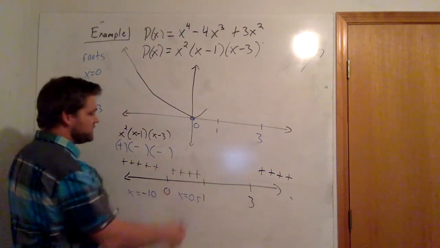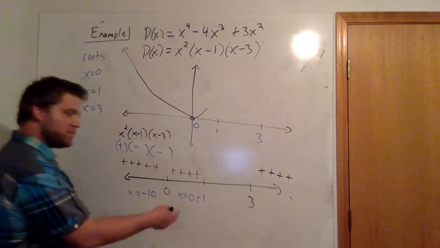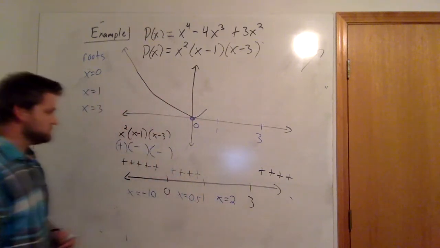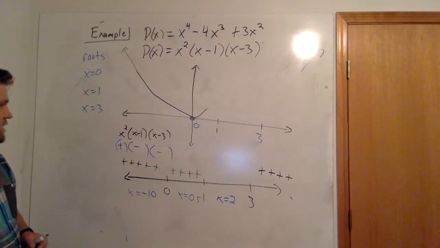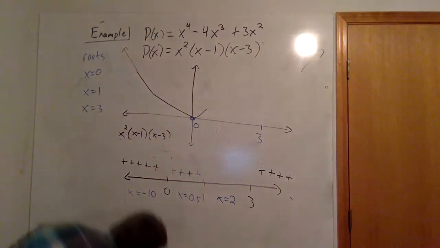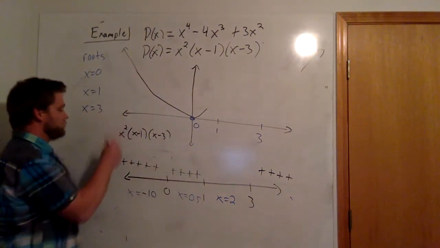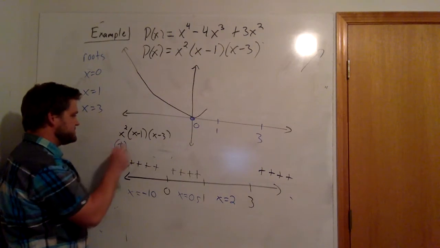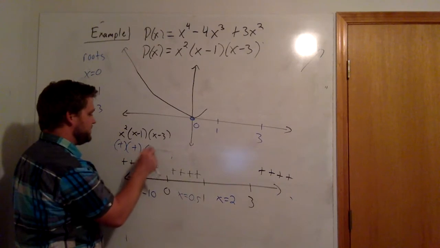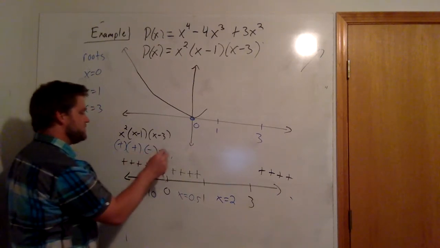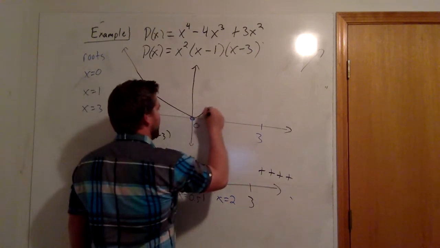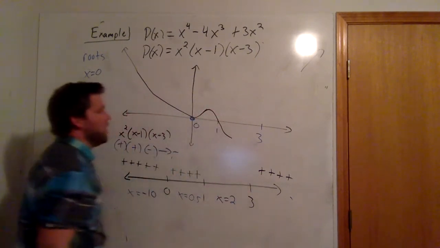What's going to happen at 1? Let's see. Let's plug in any number between 1 and 3. How about x equals 2, for example? Okay, so x equals 2. Let's plug that in. So if I plug in 2 into x squared, 2 squared is still positive. 2 minus 1 is positive. 2 minus 3 is negative. So I have a positive and a positive and negative. The net result will be negative. So what's going to happen is the graph is going to cross through 1.